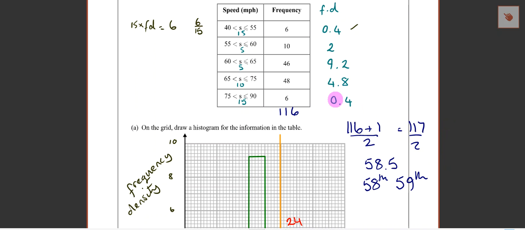So if we do our cumulative frequency, look, this is 6, plus 10 would be 16, so 16 numbers in that group, plus 46 would be 62. So if that's 16, this is 62, both of these numbers must fall in the 60 to 65 group. Okay? So we can work out our median.